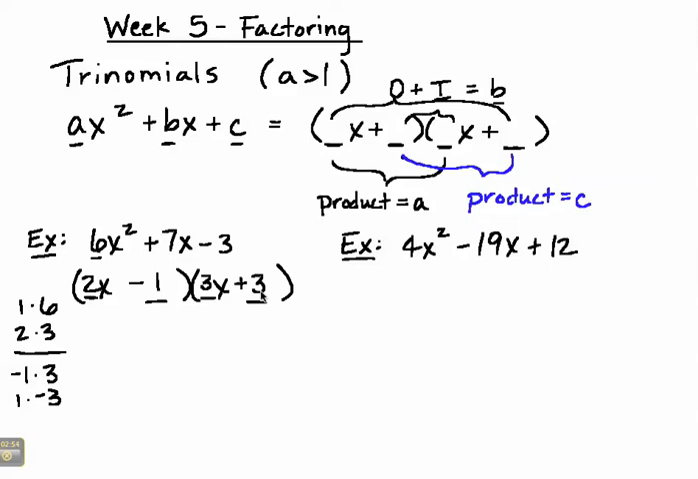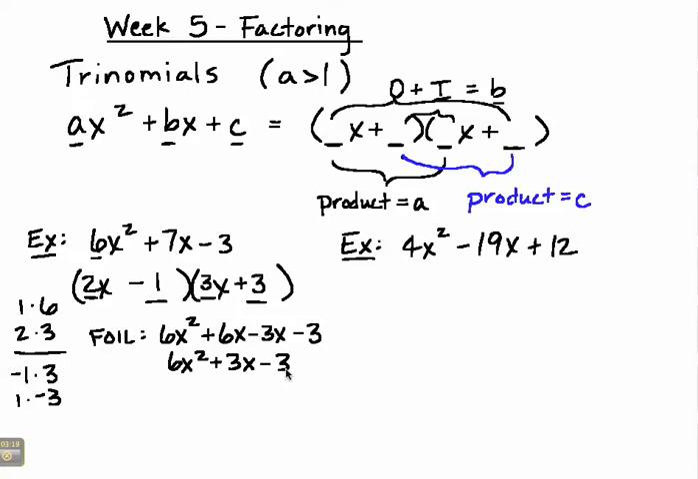In order to check to see if this is correct, I need to use FOIL to see if I get the same trinomial back. So when I use FOIL, I get 6x squared plus my outside terms is 6x, my inside term is -3x, and my last term is -3. But when I combine like terms, I do not get the 7x for the middle term. I get a 3x instead.